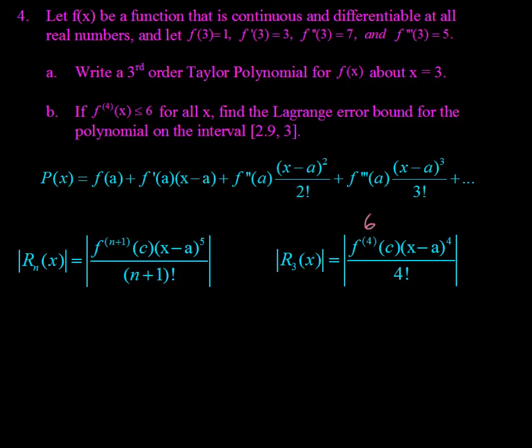So again, R3 of x is going to be equal to the absolute value of 6. That's our fourth derivative of c, times x minus a to the fourth. And again, we want to use the highest value of x that will give us this. Well, that highest value is going to be 2.9. So it's going to be 2.9 minus 3 raised to the fourth power, all over 4 factorial.